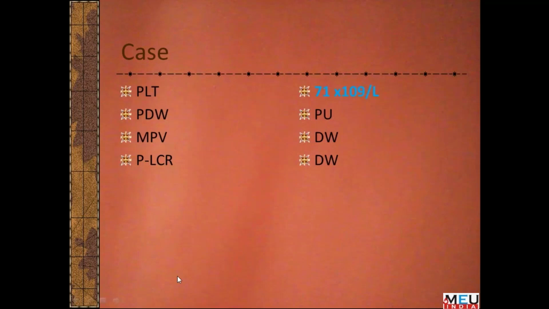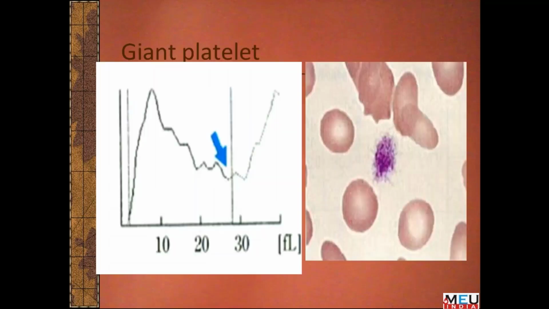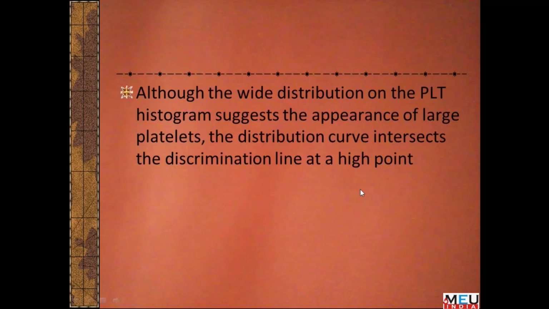Another case in which, when there are giant platelets, the platelet histogram doesn't touch zero. So there is a wide distribution of platelet histograms. They may become abnormal once there is any kind of giant platelets, clumping of platelets, or some autoimmune disorders. These flags get generated.